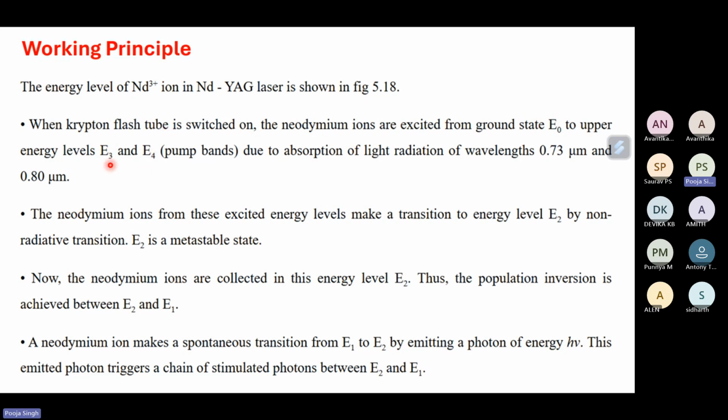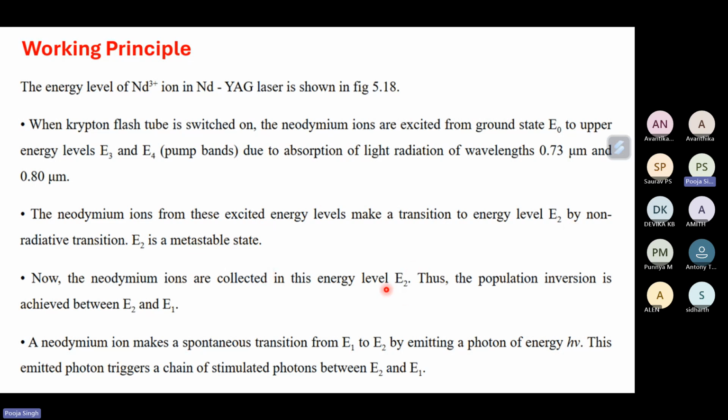Why E3? Because neodymium is directly converting into the 3+ oxidation state and then going to E4 through the pumping. As we are doing the pumping, due to the absorption of light radiation, it will have a wavelength of 0.73. Then it goes to the excited level, then it undergoes de-excitation to the E2 level. That E2 is called the metastable state.